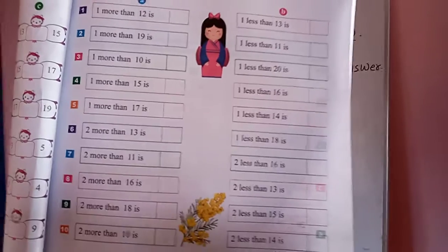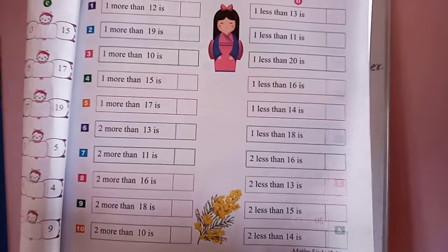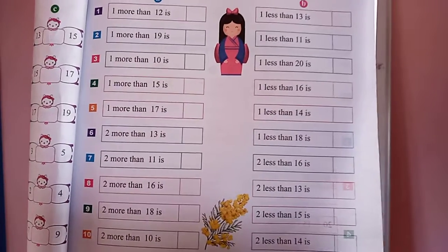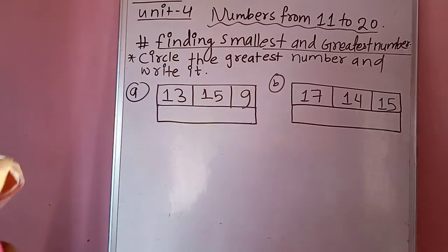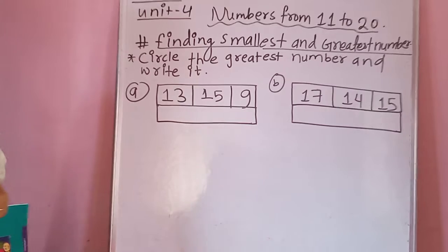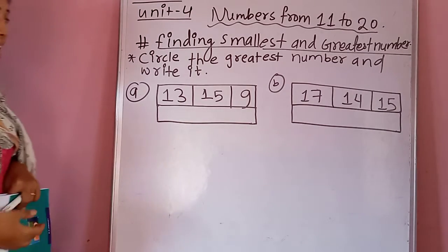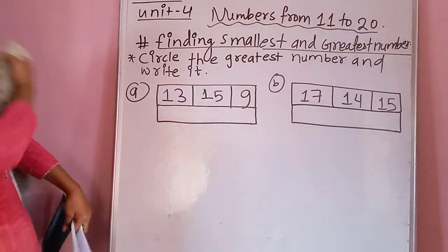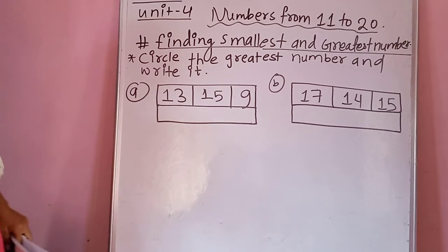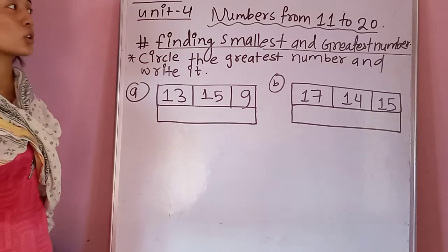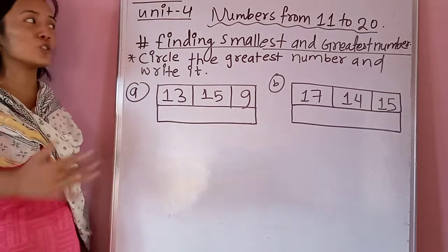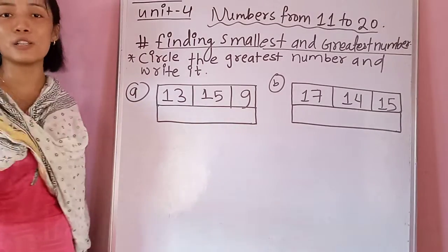I hope you will do it, and it's very easy for you. Okay, after that, here is the next question, that is, circle the greatest number and write it also. Now look here, you will only get the chance to solve the questions related to the numbers from 11 to 20, because your chapter name is numbers from 11 to 20.